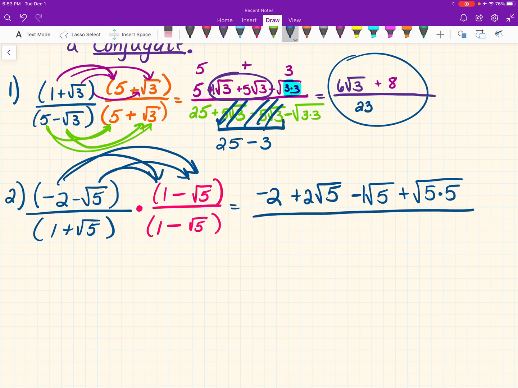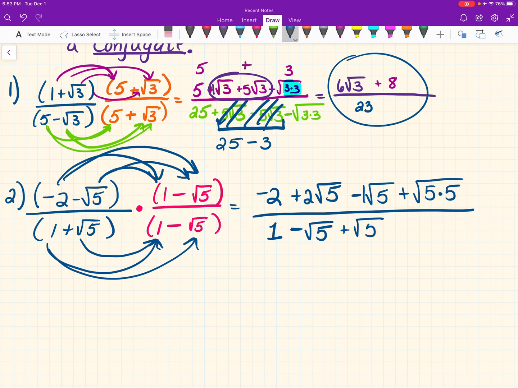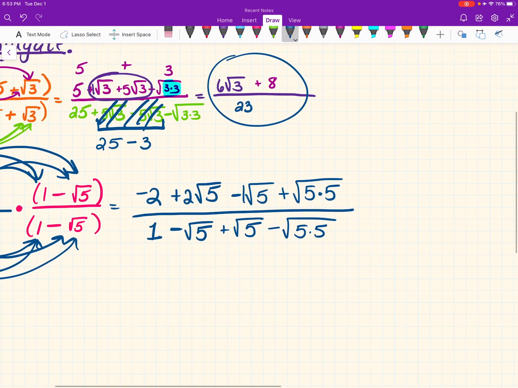In the denominator, we have a 1 times 1. A 1 times negative root 5, so that's negative root 5. Then we have a root 5 times 1, so that's a positive root 5. And then we have a positive root 5 times a negative root 5, and so that gives us 2 5s here. So let's start simplifying.